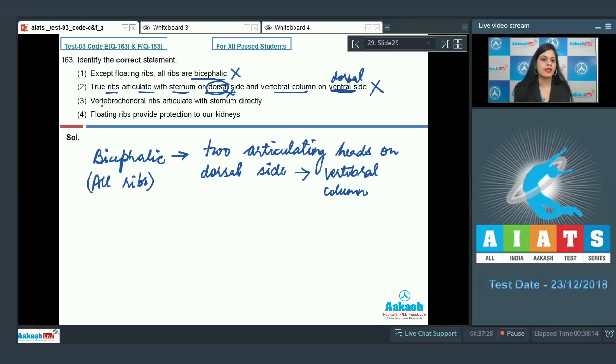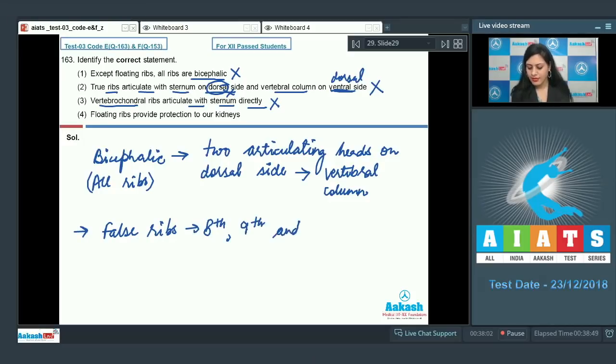The next statement given is, vertebrochondral ribs articulate with sternum directly, and this is an incorrect statement because vertebrochondral ribs are also known as false ribs, which are 8th, 9th and 10th pair of ribs. They will articulate with the 7th pair of ribs and not with the sternum directly. So this is an incorrect statement.